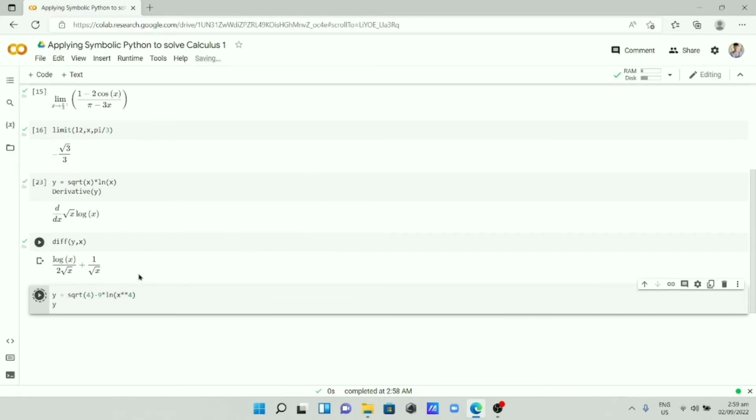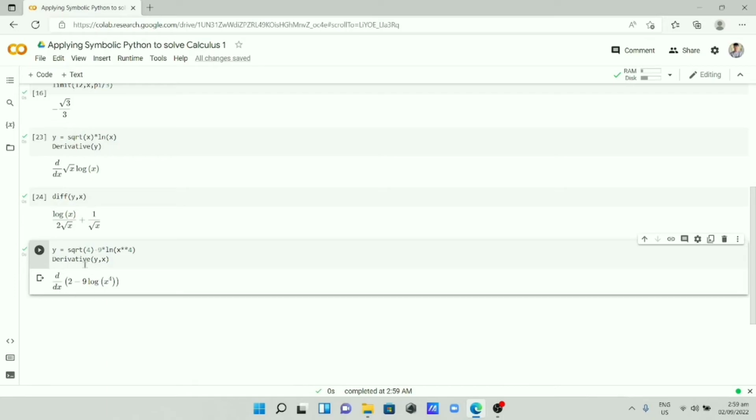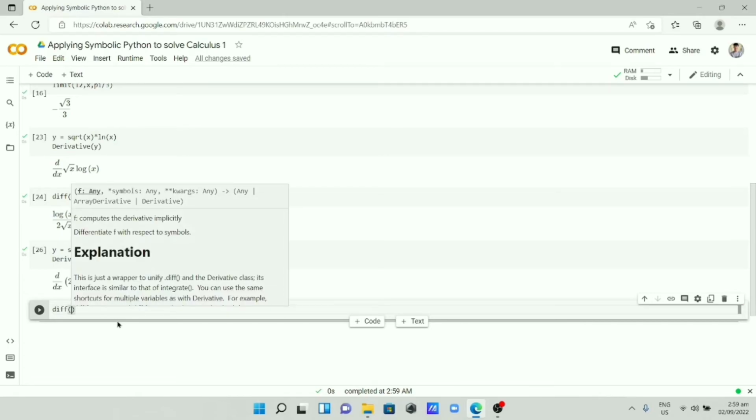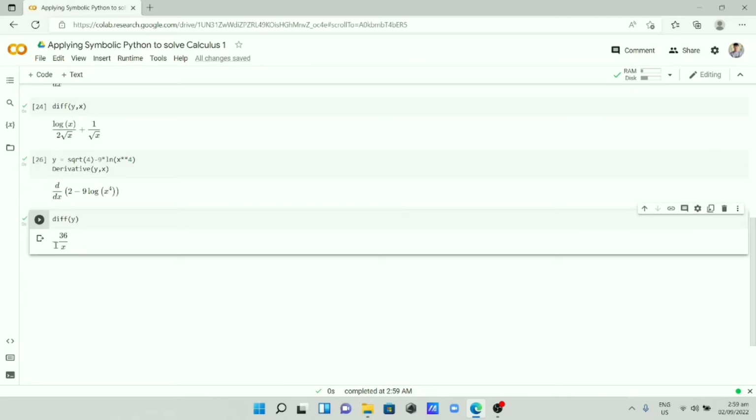and we run the function, to display the function. And again, to display the derivative, we are going to use the uppercase Derivative of the function y with respect to the variable x. And to solve for the derivative of this, we are going again to use the diff of the function y with respect to the variable x, or we can say the diff of y. And there we go. We have the derivative negative 36 over x.